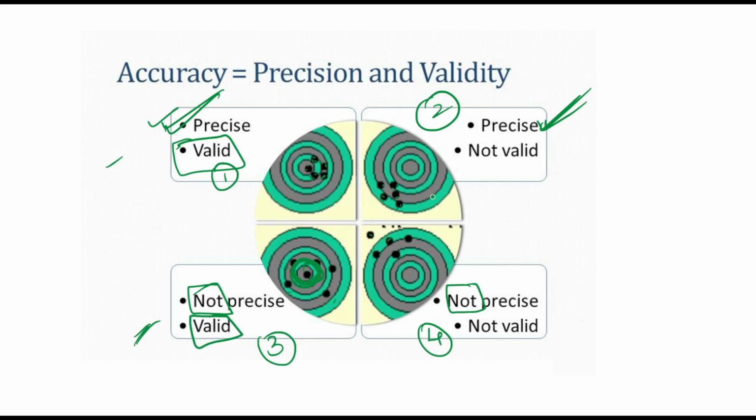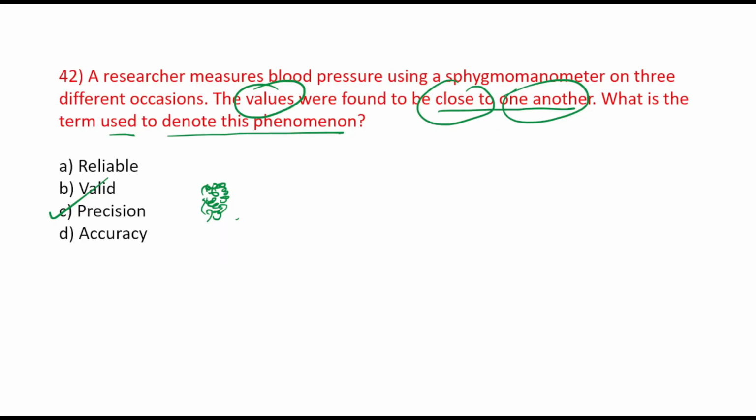But because the inner circles are not at all involved, therefore they are not valid in figure number 2 and 4. Okay. So they may give you a picture and they may ask what is precise and what is valid, or what is precise and what is not valid. Of the 4 permutations and combinations, they may ask you anything. But coming to our question, the values were found to be close to one another. So therefore this term is used to denote the phenomenon. It is called as precision.